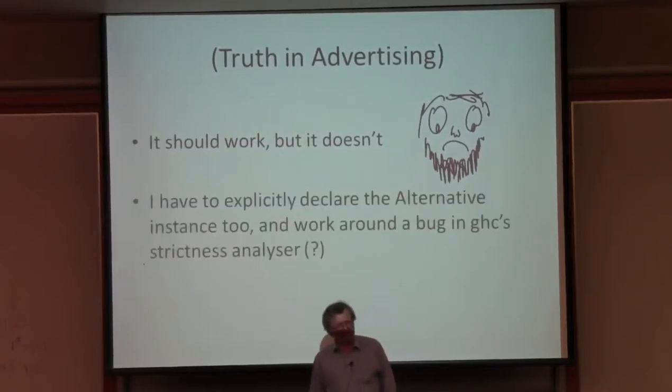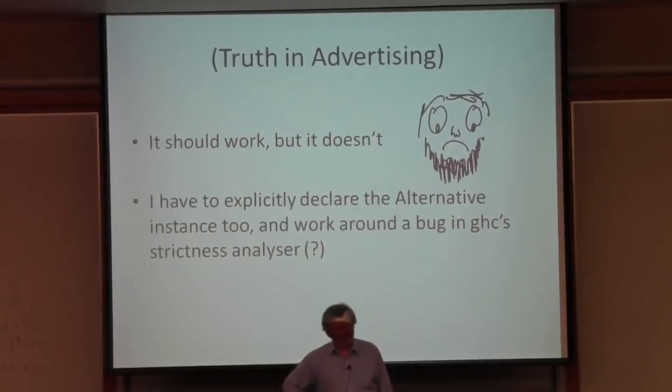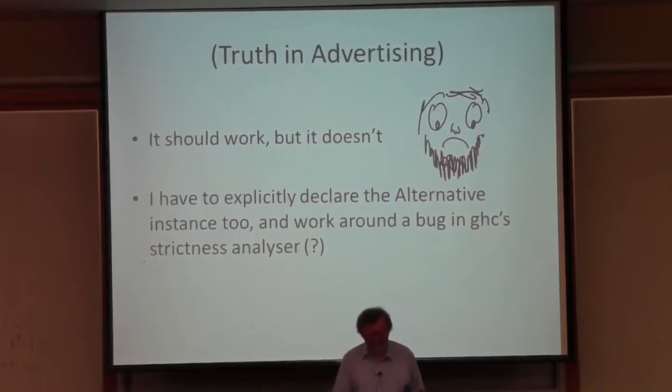And I think it's because of a bug in GHC's strictness analyzer. So if you write that code, it falls into an infinite loop. And to fix it, I had to explicitly declare the alternative instance, taking almost exactly what the deriving clause would have generated, but then remove one of the methods and use the default implementation instead. It's a horrible hack, and I've reported this to Simon PJ, and I hope that by the time anybody tries to do this again, it will work as it should.